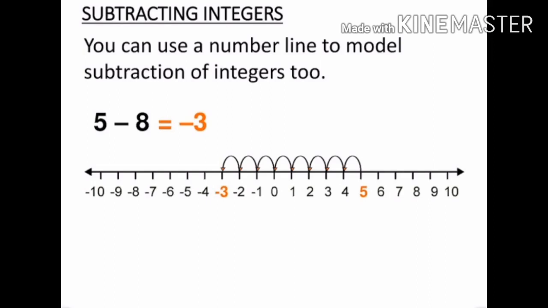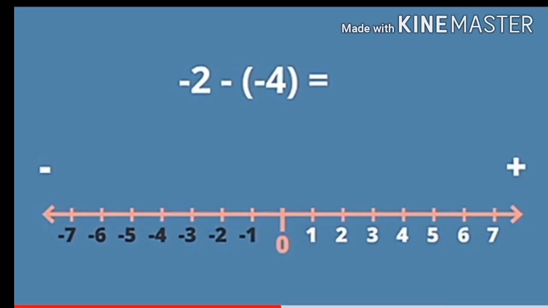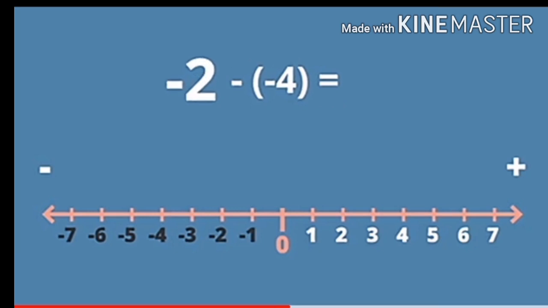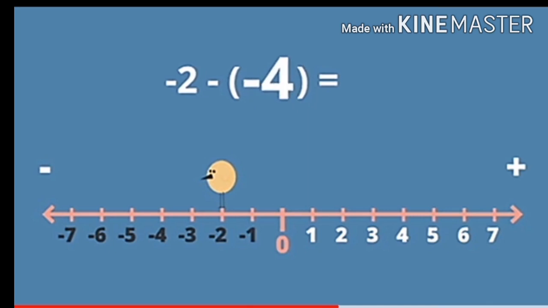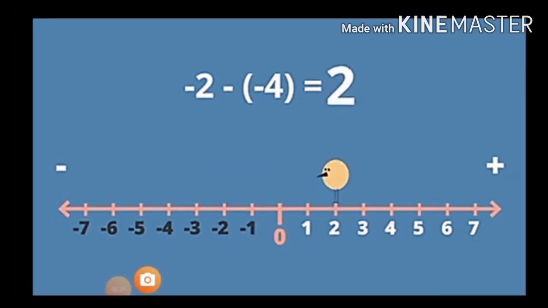We can also show subtractions using number lines. What about -2 minus -4? Our first number is -2, so that will be the start. Our operation is minus. Our second number is negative 4. Therefore, our bird will be jumping backward 4 steps. So our answer will be negative 2 minus negative 4 is equal to 2.